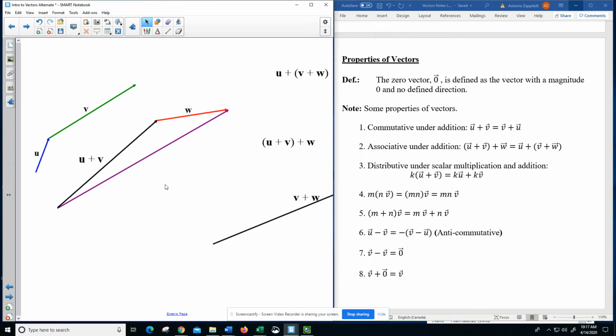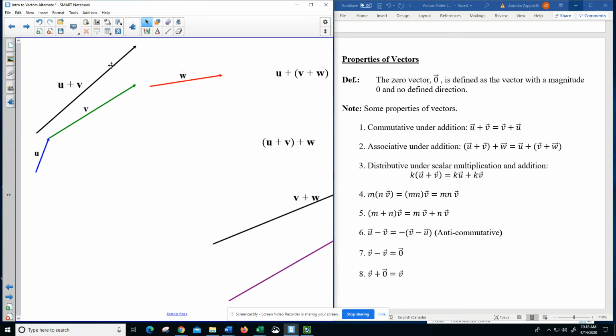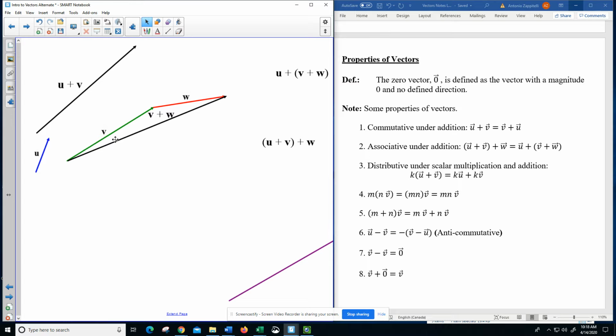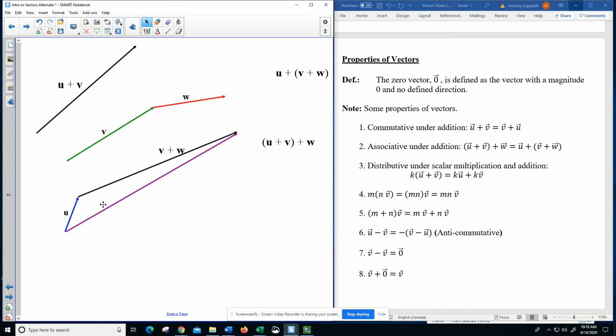Okay, and now let's do it in a different order. Okay, let's first add v plus w, get this vector here. Oops, there we go. Okay, and now I'm going to take vector u and add the vector v plus w. Well, lo and behold, I get the same resultant as before. So we see that whether I add u to the resultant of v plus w, or first I add u plus v and then to that I add w, I get the same answer. So that means that vectors are also associative under addition. Okay, so it doesn't matter which ones I add together first.